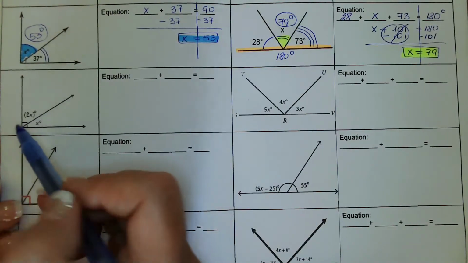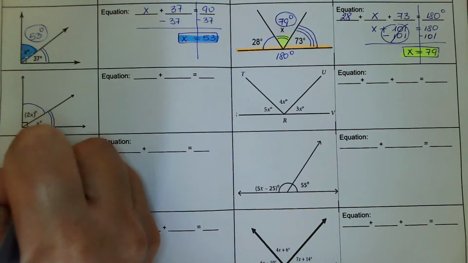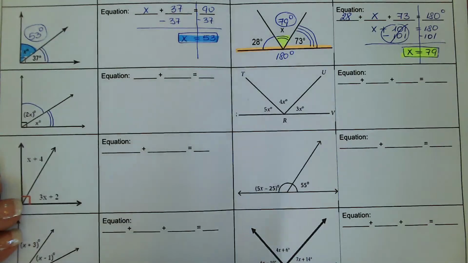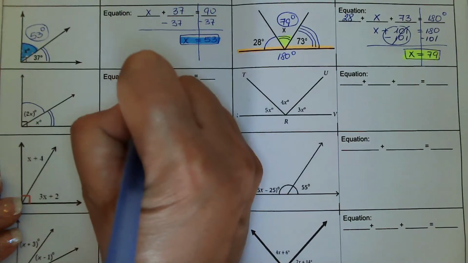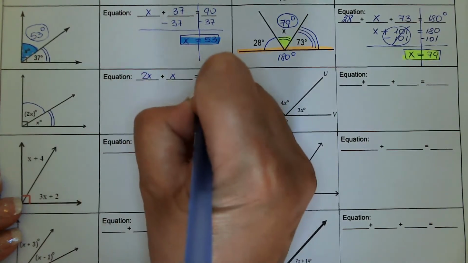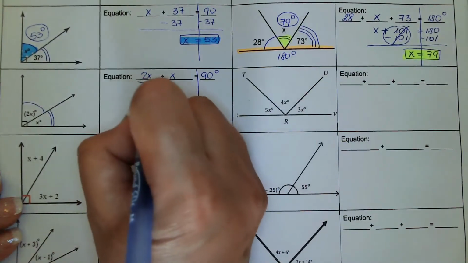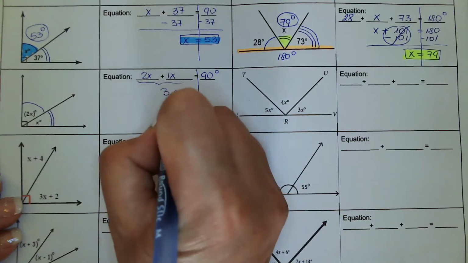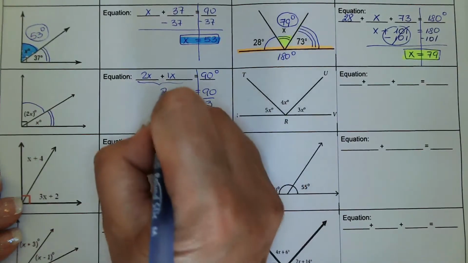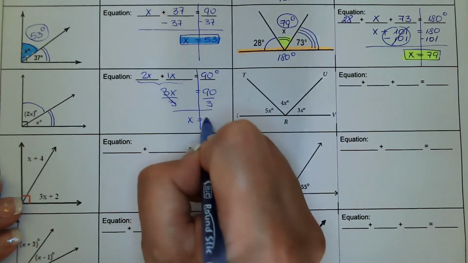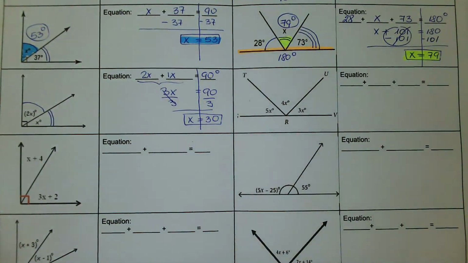In the complementary relationship, I have the angle 2x and the angle x. Those two have to add up to 90 degrees. Complementary. To write an equation, I have 2x plus x equals 90. Solving the equation, 2x plus 1x is 3x, combine the like terms. Divide by 3. And the x value is 30. That doesn't mean the angle value yet.